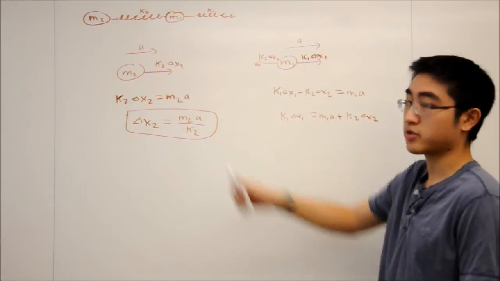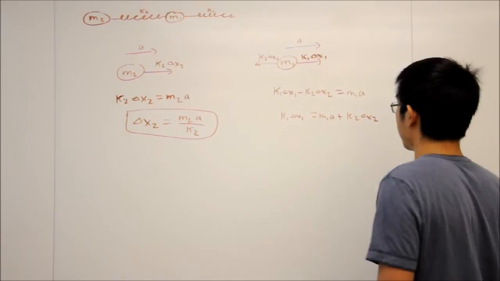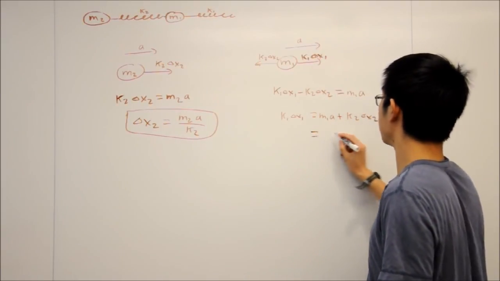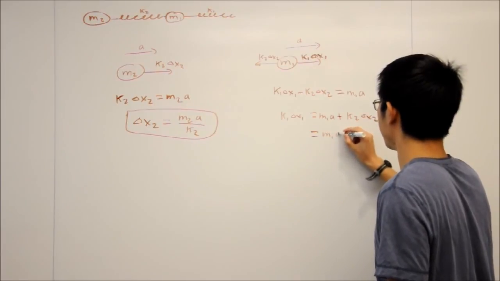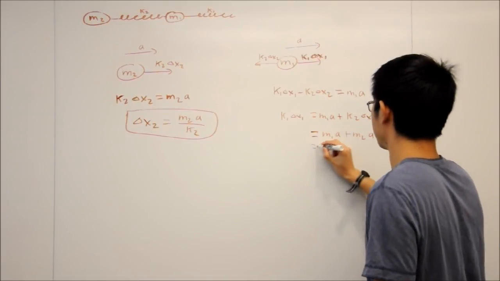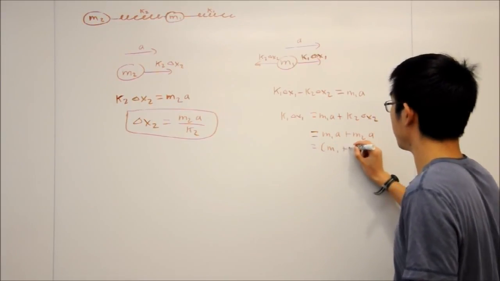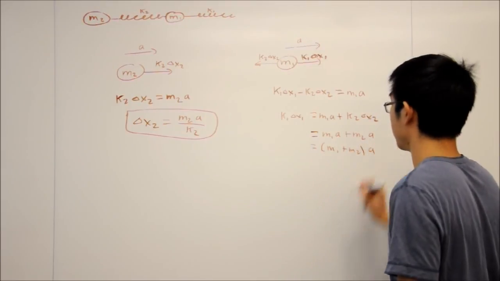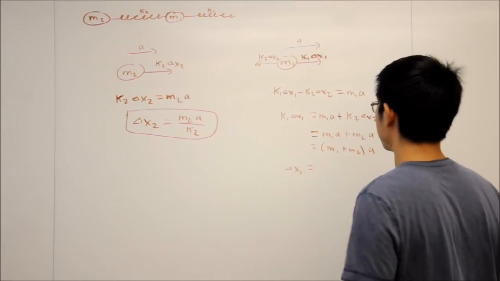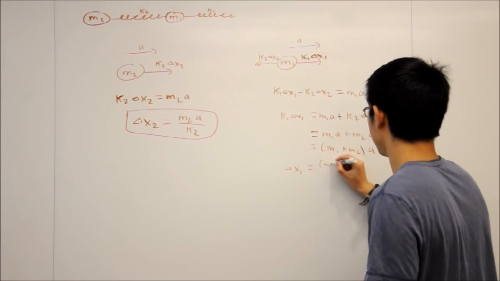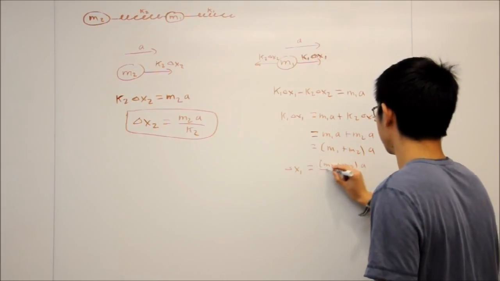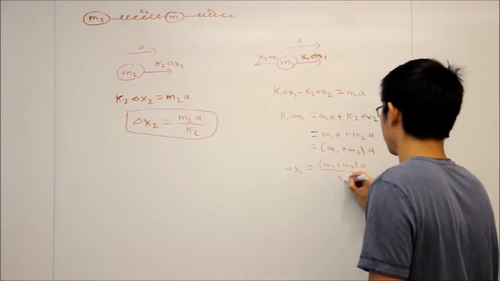Now, from the first part of the question, we've already determined that K2 delta X2 is m2a. So that is m1a plus m2a, which is just m1 plus m2 times a, which means that delta X1 is equal to m1 plus m2 times a all over K1.